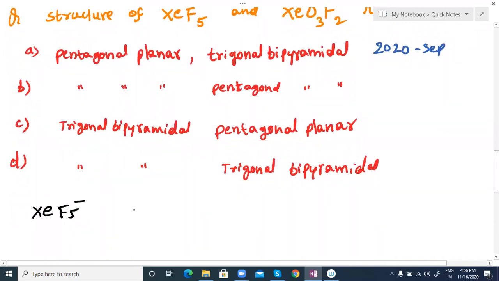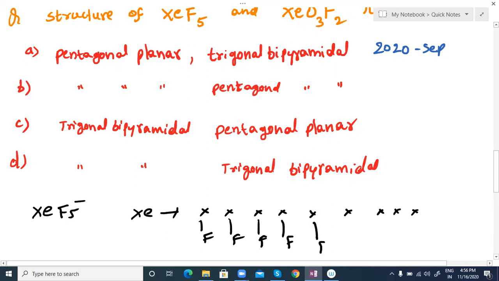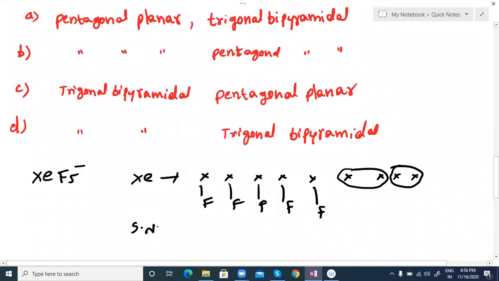XeF5 minus. Xenon generally has 8 electrons. You are calculating the steric number. But here they have given the minus charge also, one more electron. You can write F, F. Here there are 5 bonds, then 3 electron pairs, which is 2 lone pairs. So the steric number is 5 plus 2, which is 7. 7 means sp3d3. So pentagonal bipyramidal is the geometry generally.